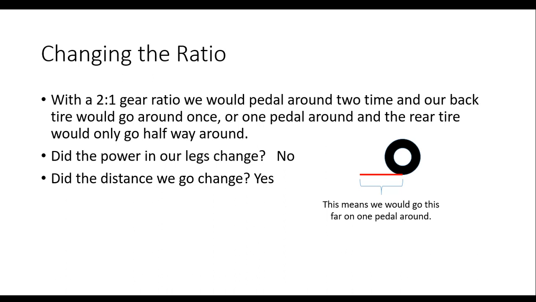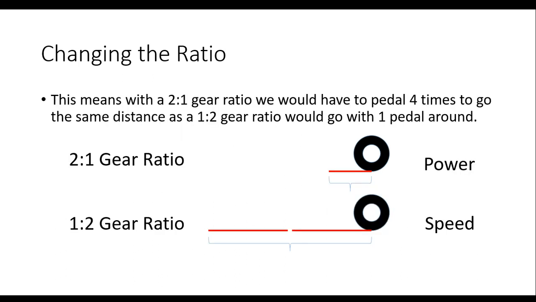Once again, did the size of the tire change? No. Did the power in our legs change? No. Did the distance we change change? Yes. So when we look at this overall, we can see that a 2-to-1 gear ratio gives us a lot more power. We have the same power in our legs, and we're not going as far using that power. In a 1-to-2 gear ratio, we're going a much further distance with that, so we would go much faster.